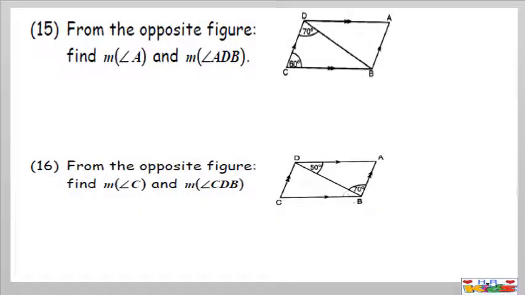Question number 15. From the opposite figure find the measure angle A. فين angle A يا مستر؟ قال لي اهي. مستر محمد قال لنا ان two opposite angles are equal. ساعتها لو angle C ب 60 هتبقى angle A الاوبوزيت ليها هي كمان بكام؟ 60.